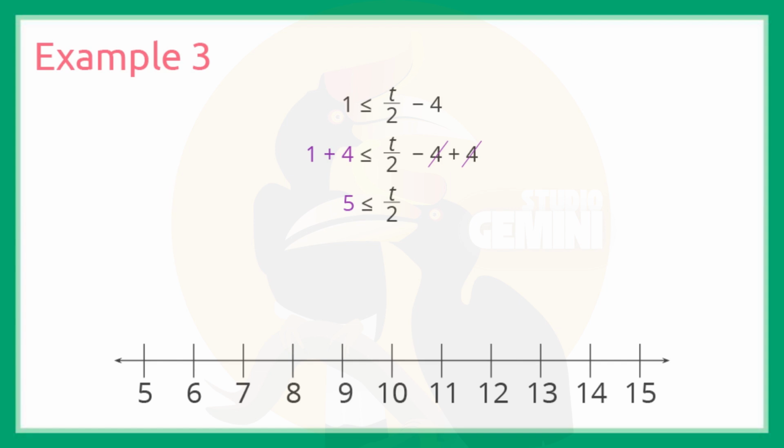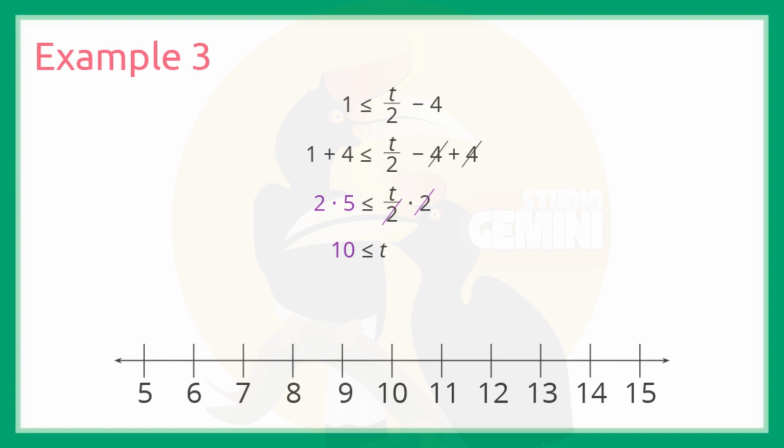Since we're still trying to isolate t, and it is being divided by 2, we will need to multiply by 2 on both sides. Should we reverse the direction of the inequality symbol? No, we are multiplying by a positive number, not a negative number, so we don't have to flip the inequality sign. 2 times 5 on the left side gives us 10, while our 2's cancel out on the right side, leaving us with an inequality of 10 is less than or equal to t.